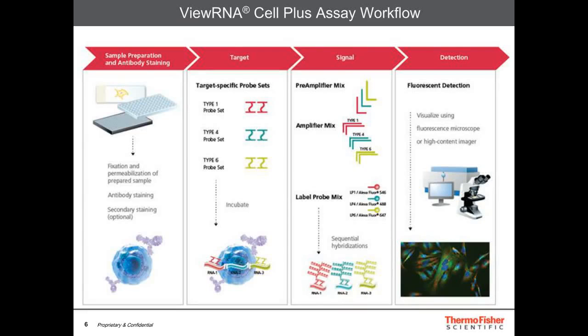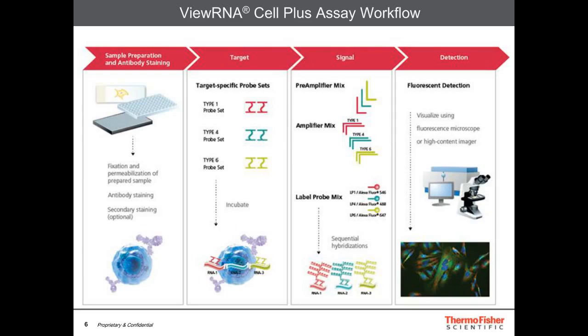If we look at the workflow of the assay, this is an overview. So on the left-hand side, sample preparation and antibody staining is the first step in the protocol. So samples can either be grown in 96-well plates or in chamber slides or on cover slips in 24-well plates, or they can be suspension cells that have been cytospun onto slides. Then at this point, the sample is fixed and permeabilized in a single step. Antibody staining is done, and sometimes secondary staining of the antibody if that's the choice that the researcher chooses. And I'll go into more detail on this in slides coming.